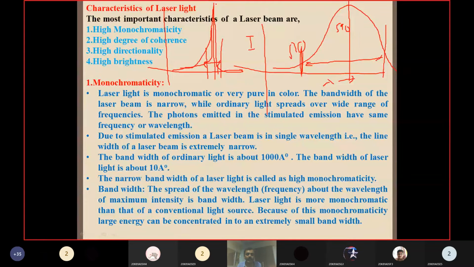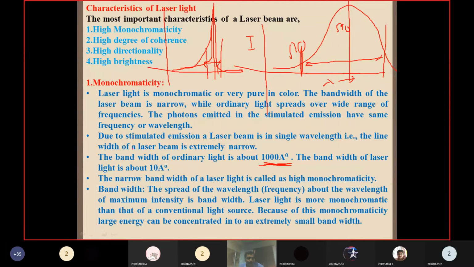Suppose the middle point is 590, it starts at 585 and ends at 595. So that means the bandwidth is approximately 10 angstroms, less than 10 angstroms. But in the case of ordinary light, the bandwidth is about 1000 angstroms. Okay, so that is regarding the bandwidth.